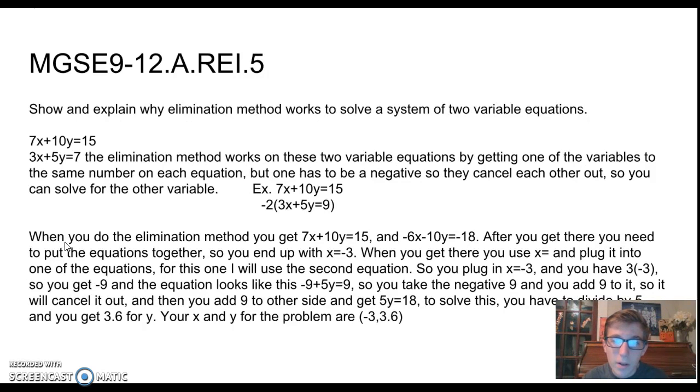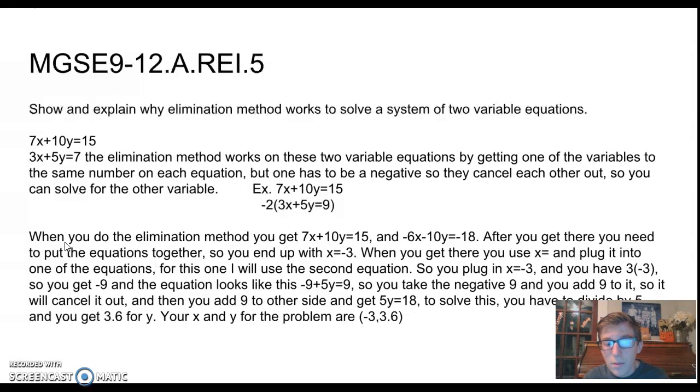This one I put my two variable equations at the beginning, 7x + 10y = 15, and 3x + 5y = 7. The elimination method works on these two variable equations by getting one of the variables to the same number on each equation, but one of them has to be a negative so they can cancel each other out, so you can actually solve for the other variable.